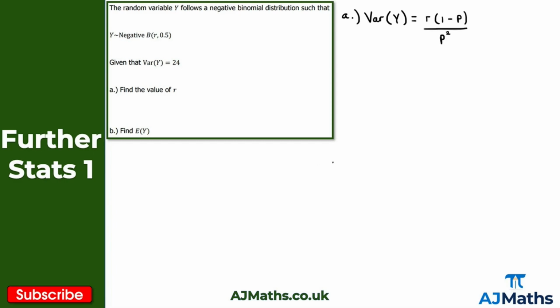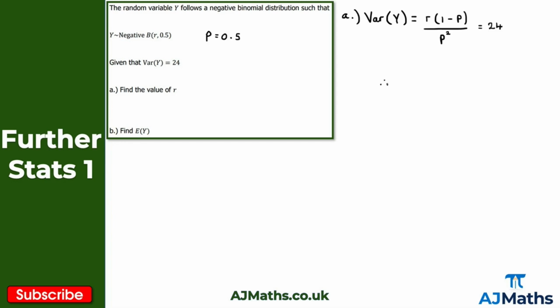Okay. Now we don't know what r is, that's what we're looking to find the value of, but we do know what p is, so p is equal to 0.5. Now we also know the value of the variance of y, that's 24. So all of this is equal to 24. If I now substitute p into this formula, set it equal to 24, we should hopefully be able to solve and find the value of r. So let's go ahead and do that.